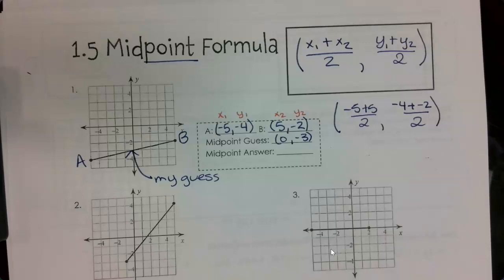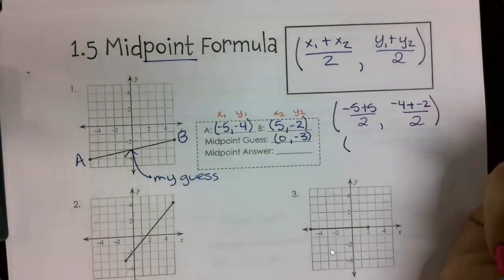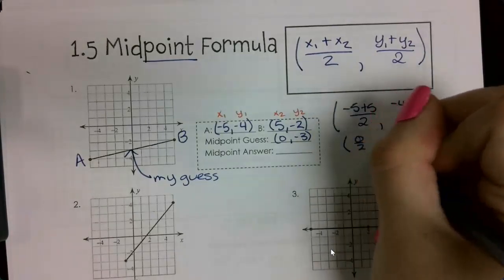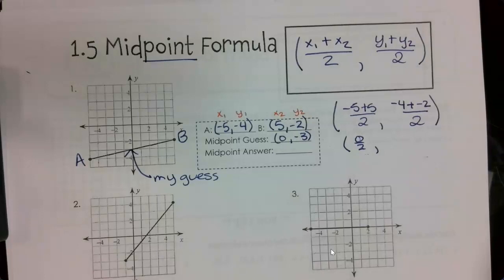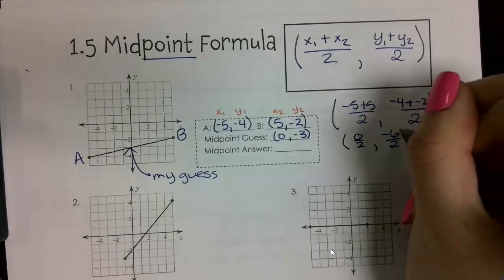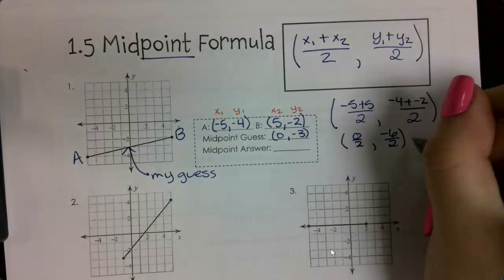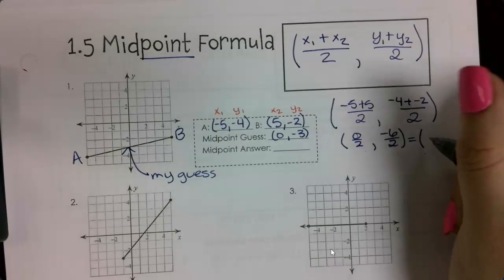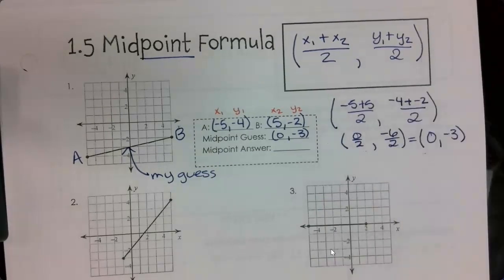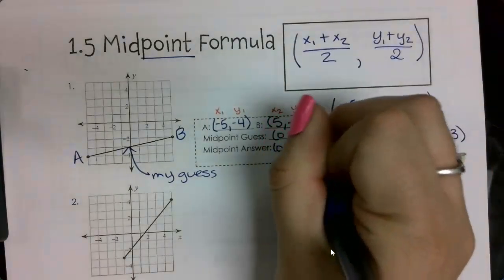So what is -5 plus 5? 0. And it's still over 2. What's -4 plus -2? -6. And then I can divide both of these by 2. So what's 0 divided by 2? And -6 divided by 2? So we were right. Our midpoint is actually 0, -3.